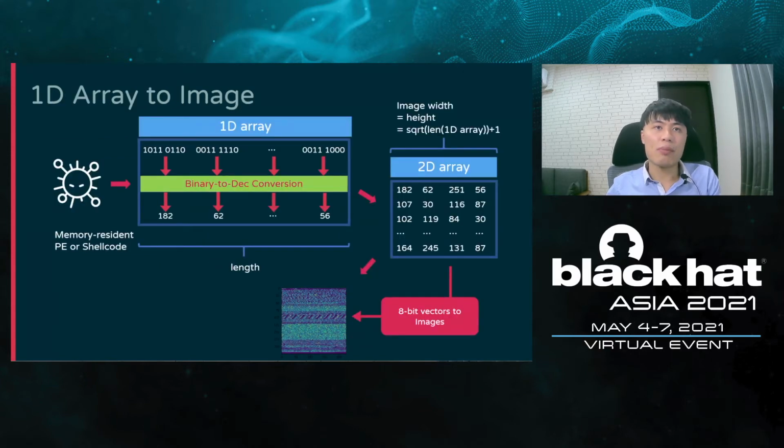Here we talk about how we convert a 1D array to an image. The malware is a 1D array. First, we convert the binary to decimal values, and take the square root of the length of the 1D array as the 2D array's width and height. With this 2D array, we can convert it to a grayscale image like the image in the slide. So the size of the image is determined by the length of the malware.